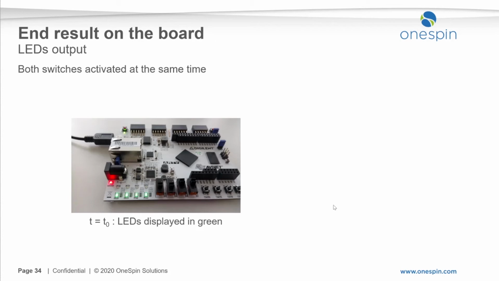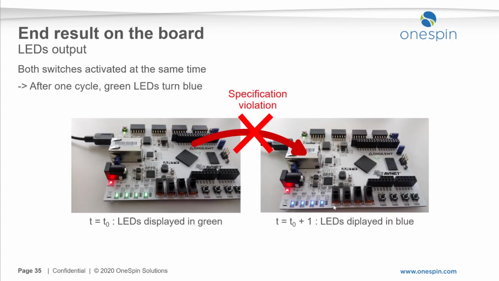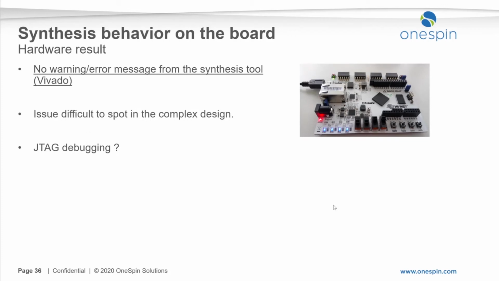And once we did that, we actually identified that at a certain time point when you flip both switches, the LEDs do indeed turn green, but then they actually turn blue in the next clock cycle, which is a violation of the specification. So what is there left for us to do? We didn't get any warning or error message from the synthesis tool. We didn't see anything in simulation, and it's a difficult issue to spot.